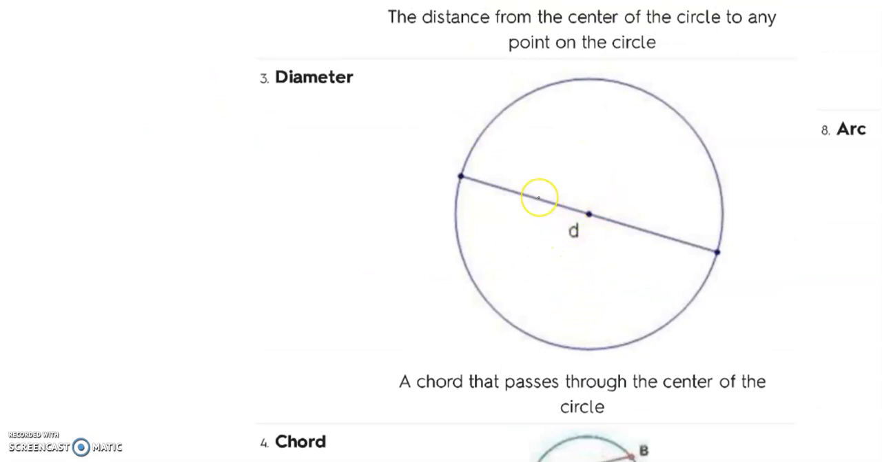Our diameter is in fact the longest chord that you can make, right? And it doesn't matter if you draw your diameter that way, or if you draw it that way, or any way that you want to do it. All of those will have the exact same length, and they will be the longest chord that you can possibly make. If you tried to draw anything longer, it would be going outside of your circle.